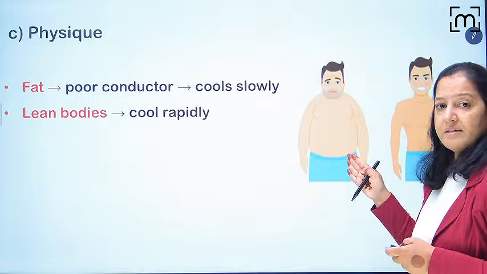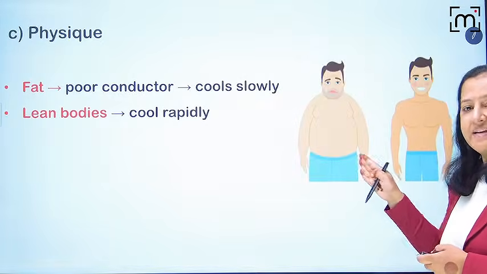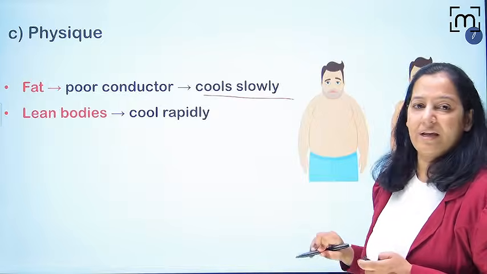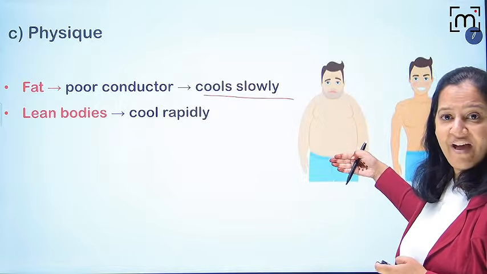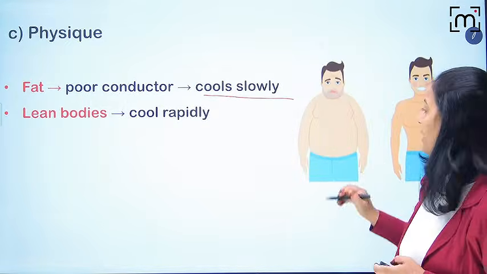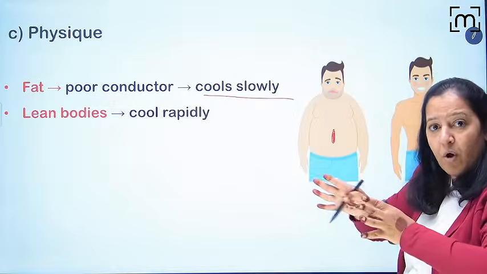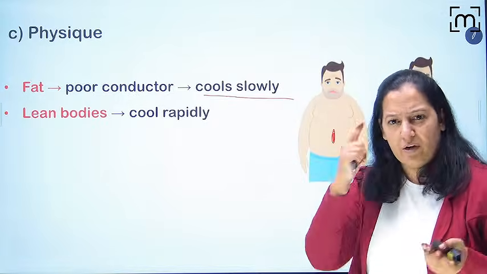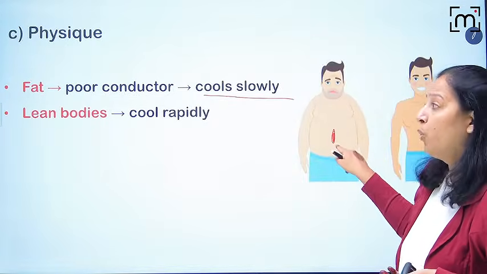Okay. Now whether there is an obese person or a lean person, there is a dead body of an obese person or a lean person. In an obese person, it cools slowly because there is much subcutaneous fat that will act as a thermal insulator. So core temperature cannot be lost to the environment because lots of fat around the body will act like an insulator. Common sense. Okay, that's why it will cool slower.